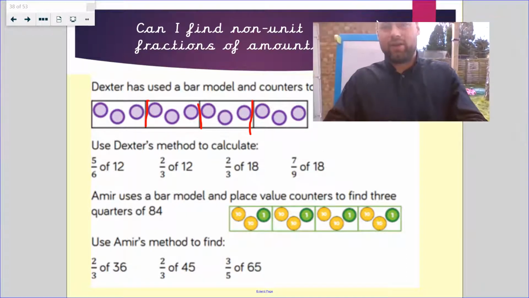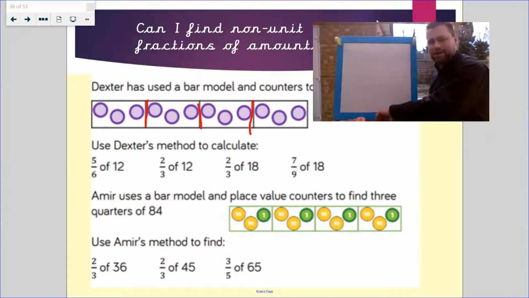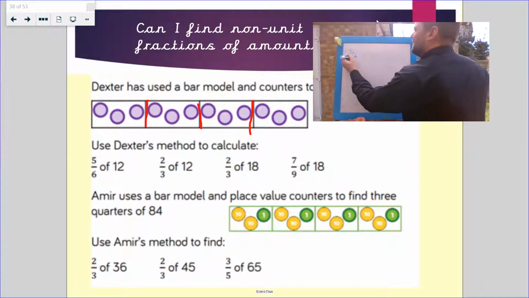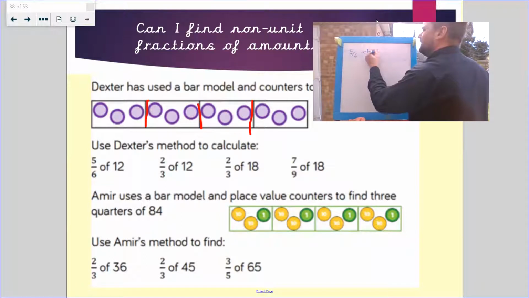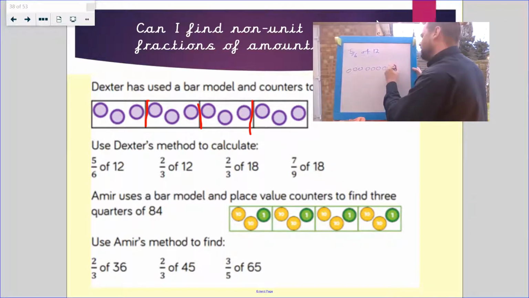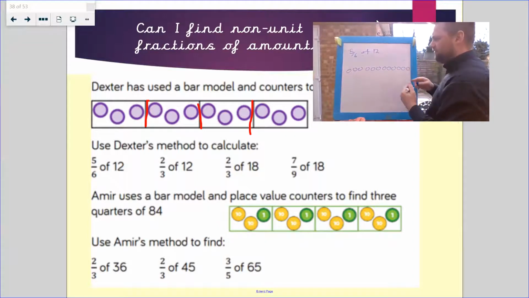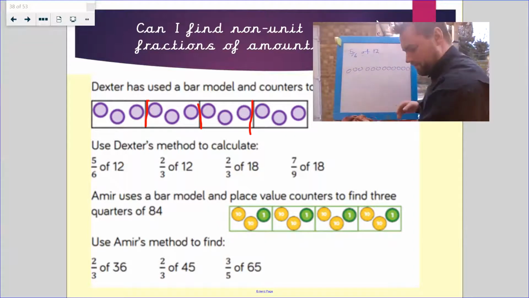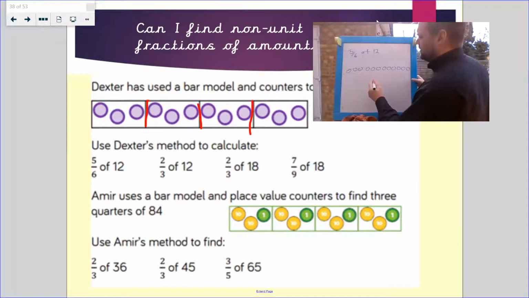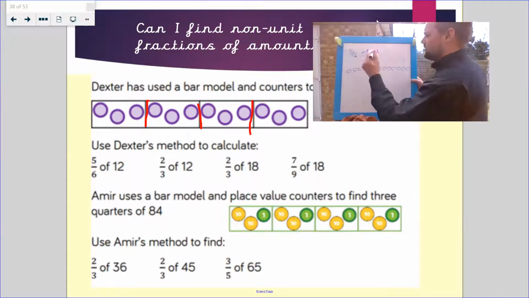Okay, so let's have a look, and you can see it on the board behind me. Let's use his method to calculate what 5/6 of 12 are. So let's get our 12 counters. 1, 2, 3, 4, 5, 6, 7, 8, 9, 10, 11, 12. Okay, and the denominator is telling us that we need to put them into 6 groups. So we've got to have 6 groups.